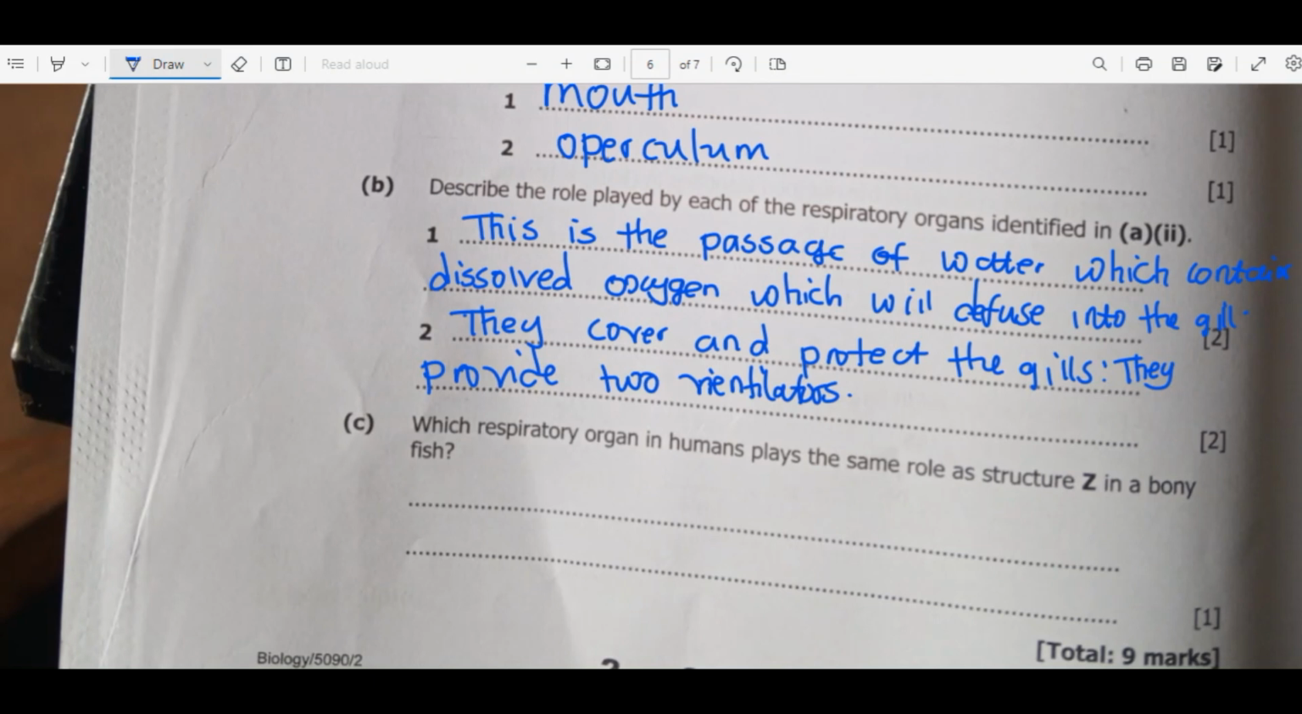Then for the last question, question C, which respiratory organ in humans plays the same role as structure Z in a bony fish? We have the lungs. Now, if you look, structure Z is a gill filament. So the lungs, or we can say air sac or alveoli, depending on the word that you are using here. Okay, so this is how we can at least share.